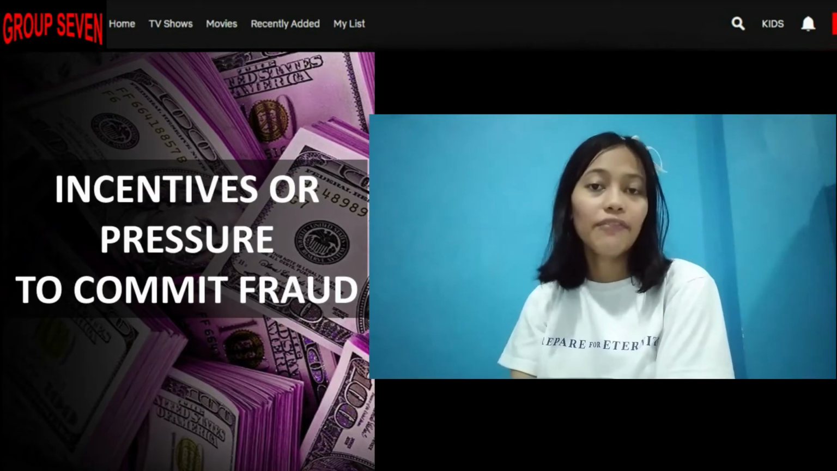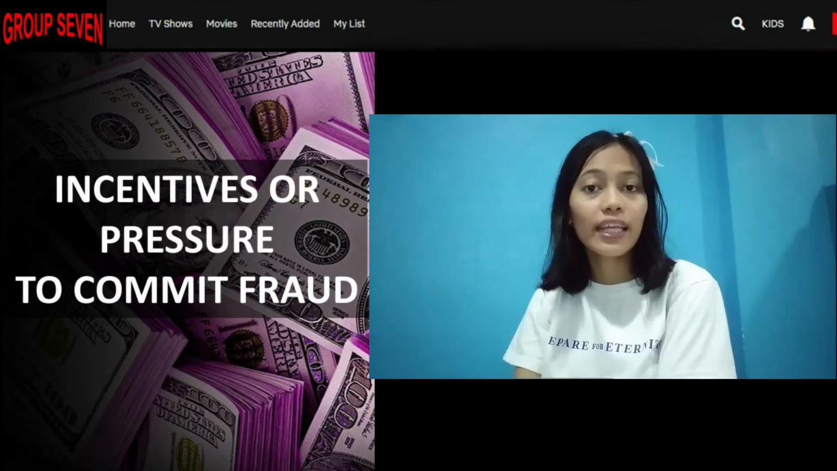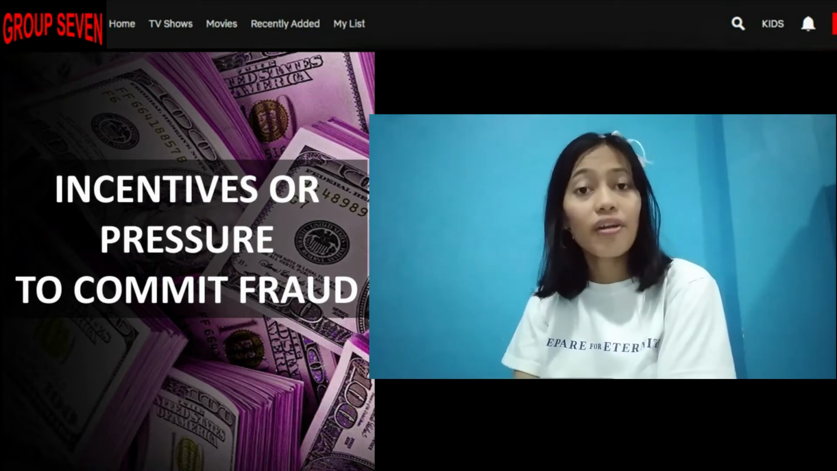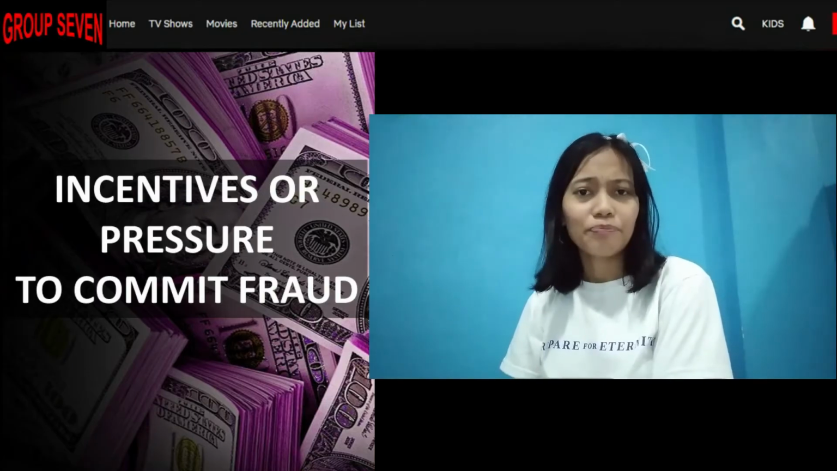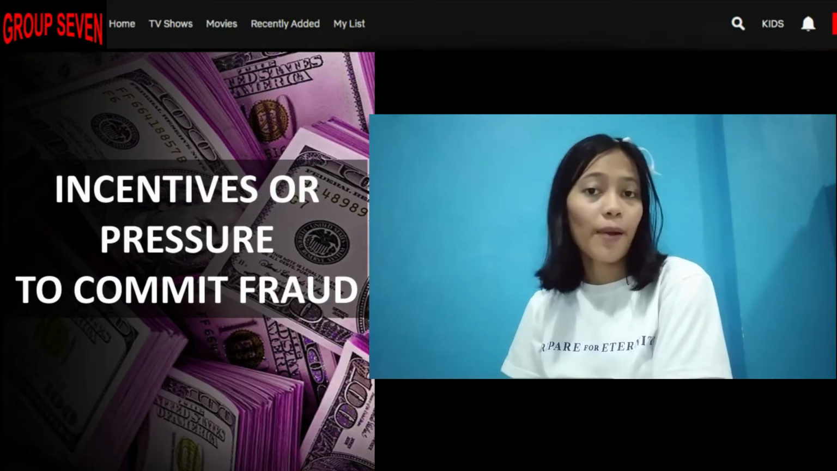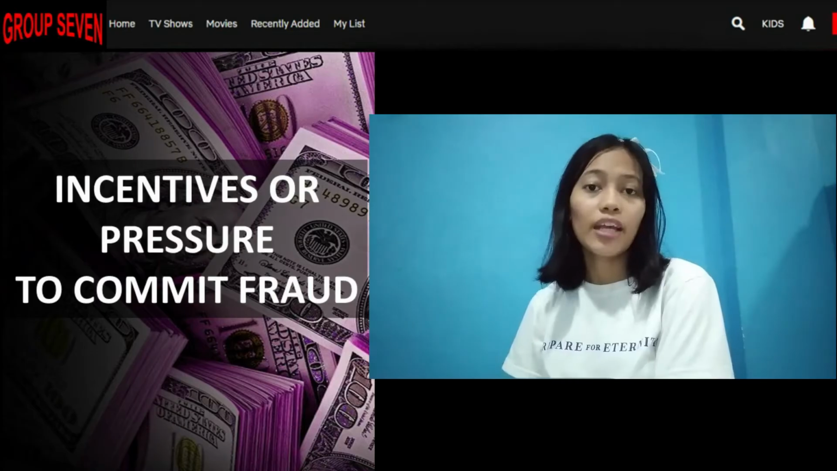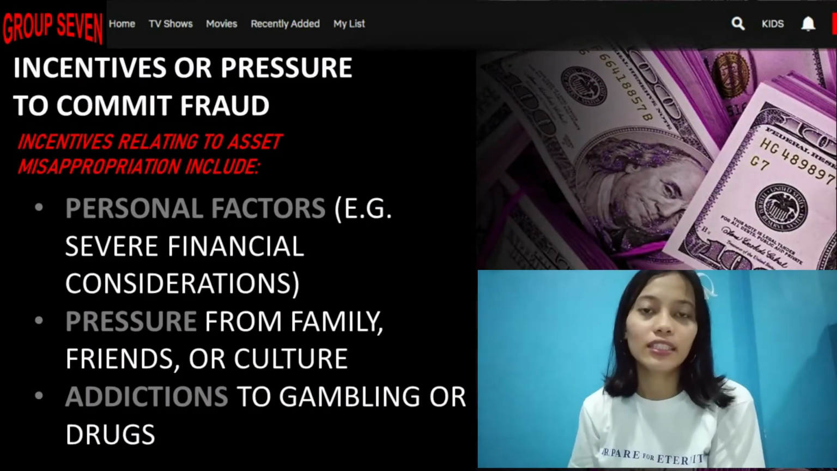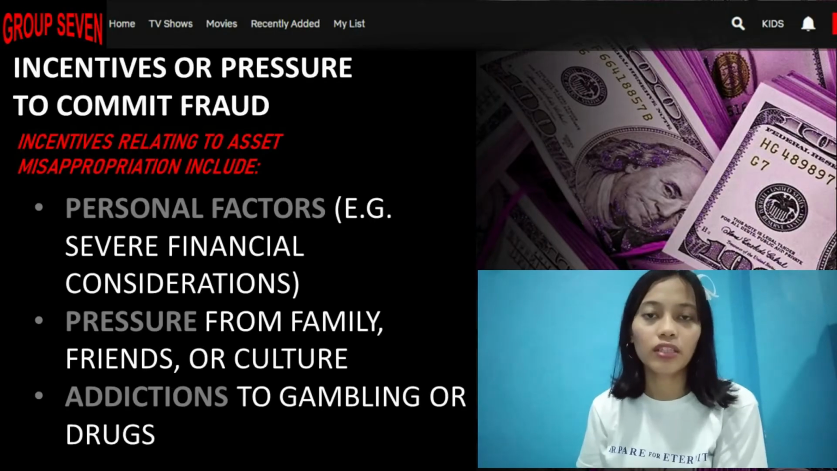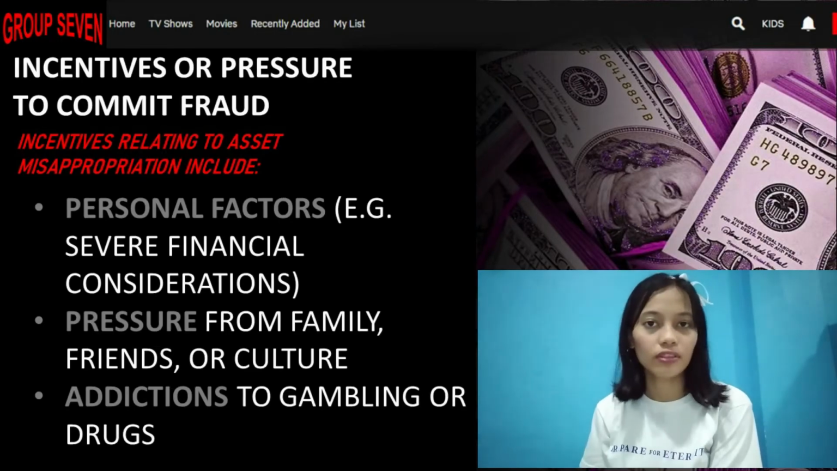First is incentive or pressure to commit fraud. For the fraudster, there must be a benefit to them, whether directly or indirectly, since there is a big risk in performing this act. Or maybe there must be pressure that influences them to commit these fraud acts. Examples of incentives relating to asset misappropriation include personal factors such as financial consideration.